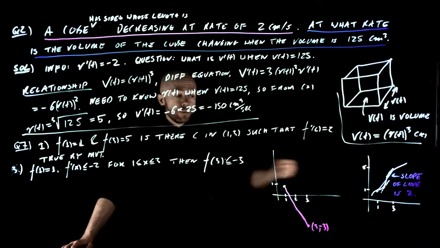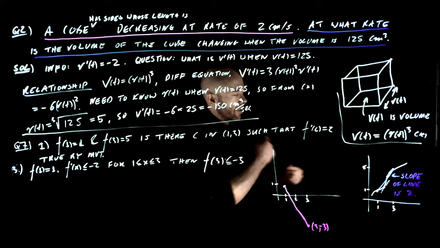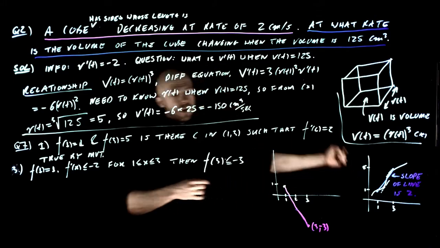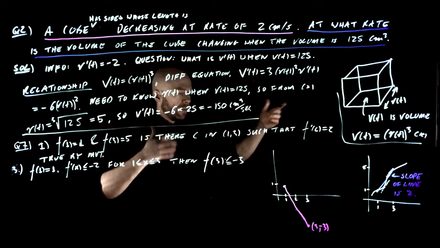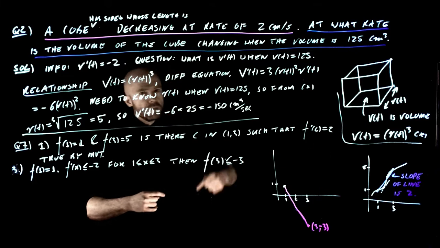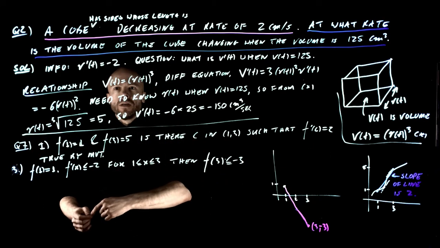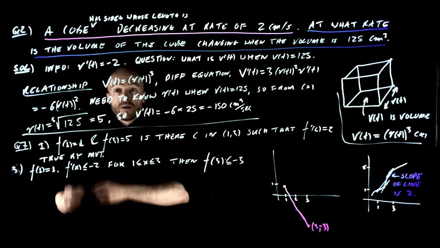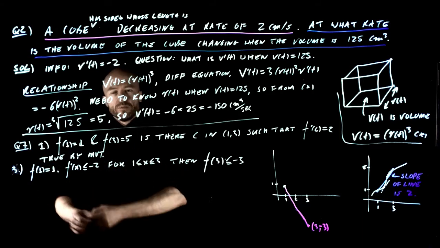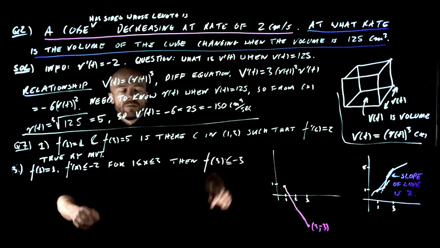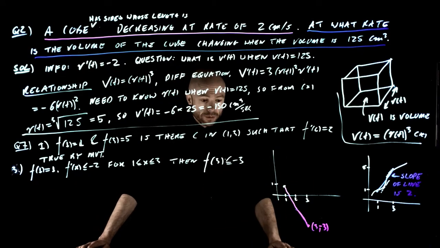So you start at position 1, going steadily back at velocity minus 2. After whatever unit of time, let's say hours, after 1 hour you go from 1 to minus 1, and after 2 hours you go from minus 1 to minus 3. And you are indeed at least back at position minus 3. So this would be true.